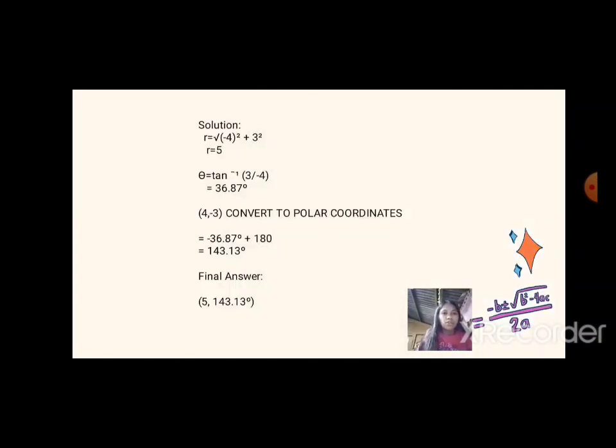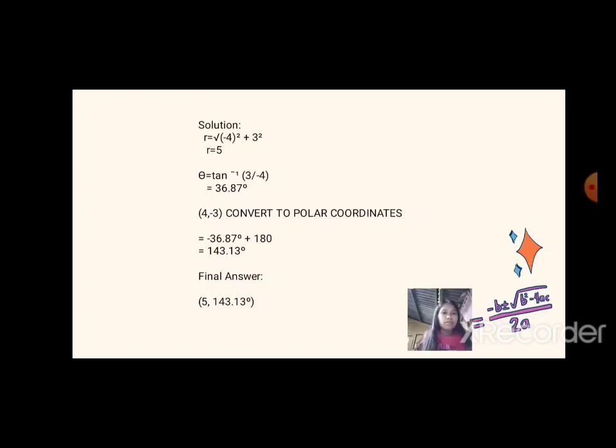Solution. So the same as example number 1, we need to use r squared is equal to x squared plus y squared. So our r is equal to square root of negative 4 squared plus 3 squared. So the result is r is equal to 5.